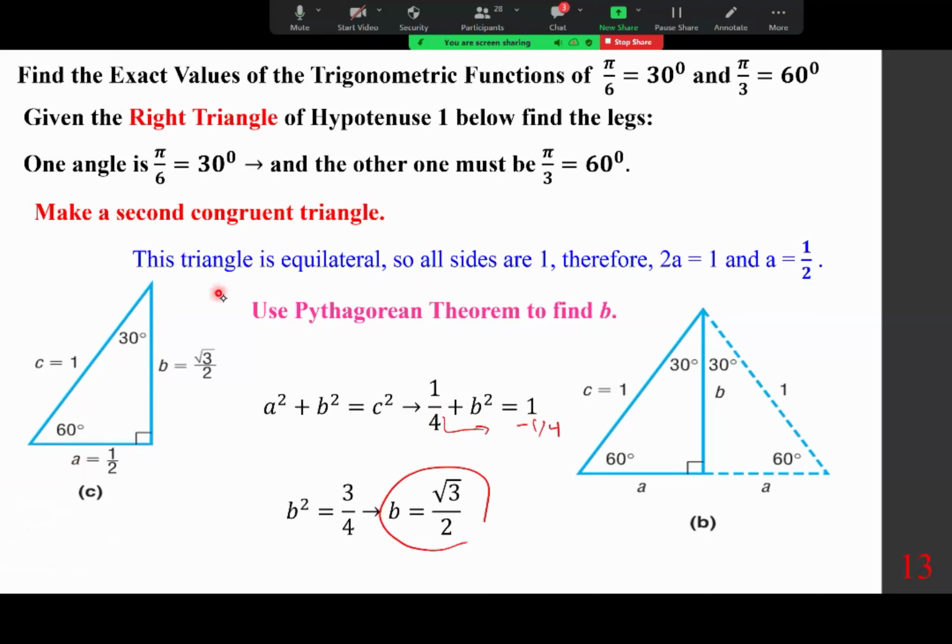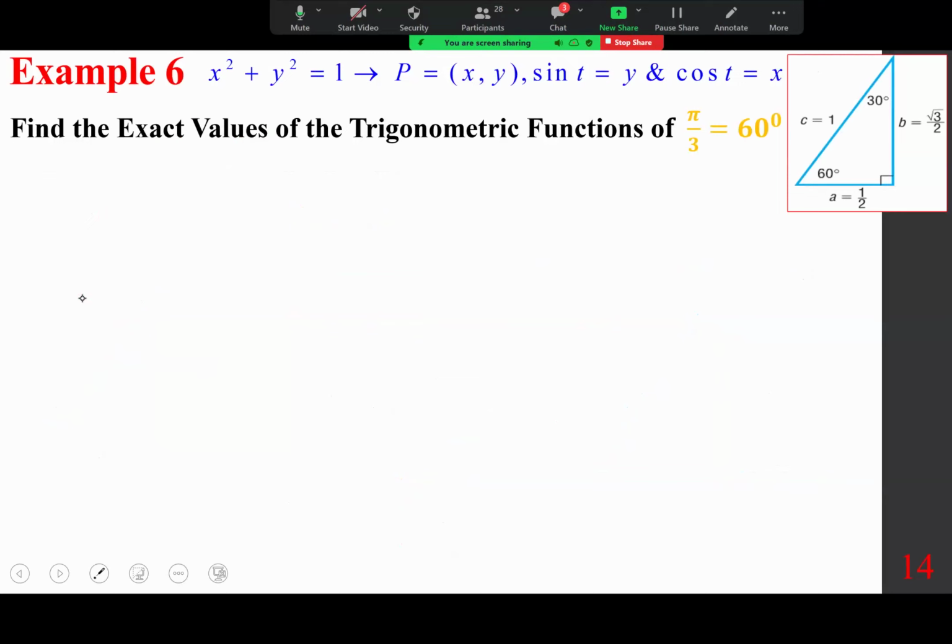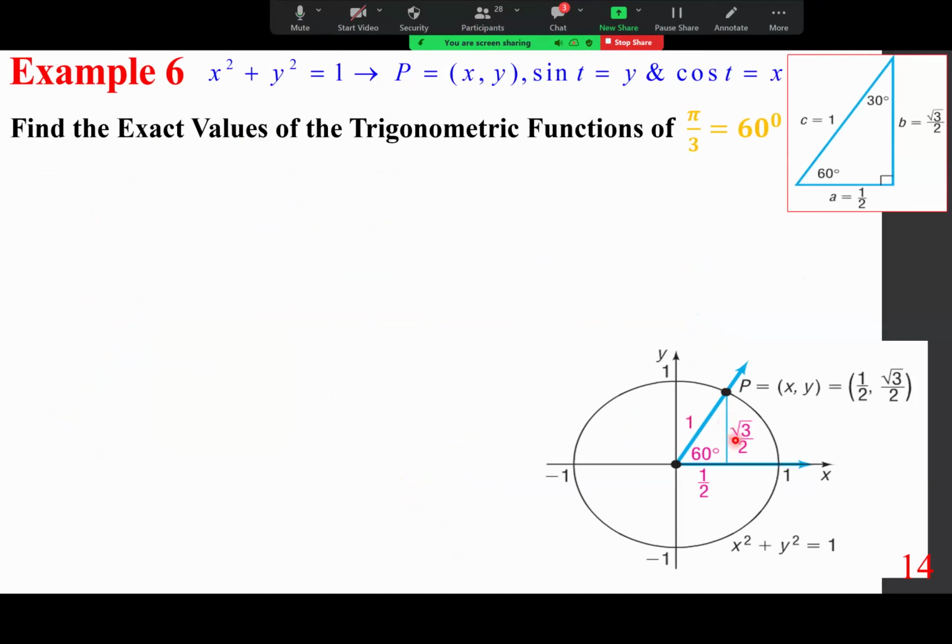You can even recall the concept of opposite over the hypotenuse for the sine, adjacent over the hypotenuse for the cosine, or you can lay it down along the unit circle to see what happens in the following manner. So we want to find the exact values, for example, for 60 degrees. The way we put this down here, this is 1, right? That's a unit circle. This is 1/2, right? This is square root of 3 over 2. Therefore, P has coordinates x comma y, which is 1/2, square root of 3 over 2.